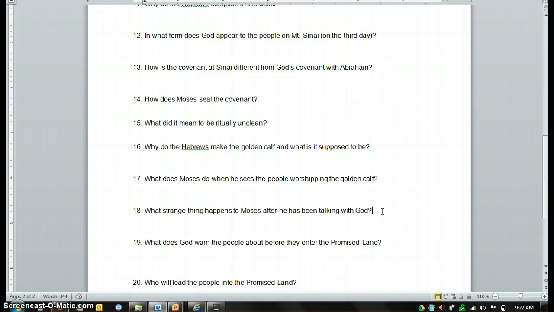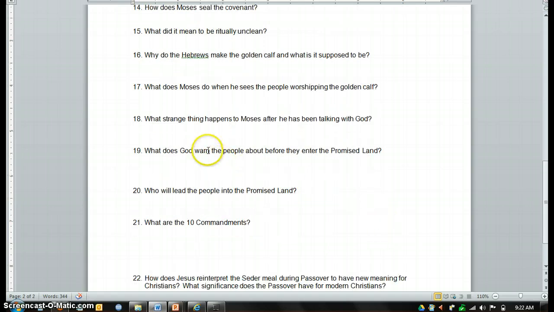He has to wear a veil over his face because his face shines really brightly. Number 19: What does God warn the people about before they enter the promised land? He warns them, and this is in the book of Deuteronomy, not to get spoiled. He warns them against the dangers of prosperity and abundance.